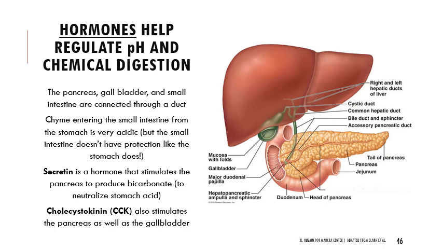So chyme enters the small intestine from the stomach. It's very acidic, and remember, your pyloric sphincter controls how much is entering your small intestine at a time. Your small intestine doesn't have protection from the acid like your stomach does. So as food travels from your stomach to your small intestine, a hormone called secretin stimulates the pancreas to produce more of that alkaline bicarbonate, which neutralizes stomach acid entering your small intestine. And then another hormone called CCK stimulates the pancreas as well as the gallbladder. So we have many different hormones involved with regulation of digestion.